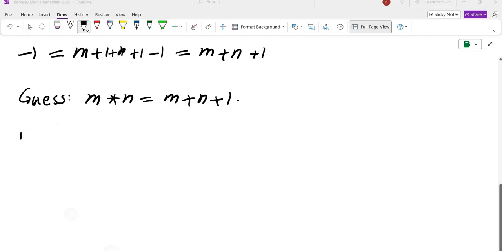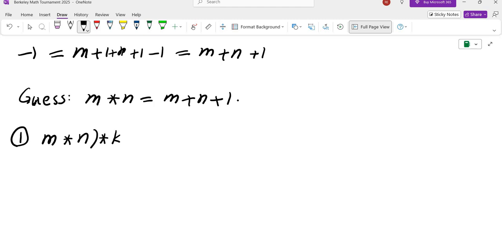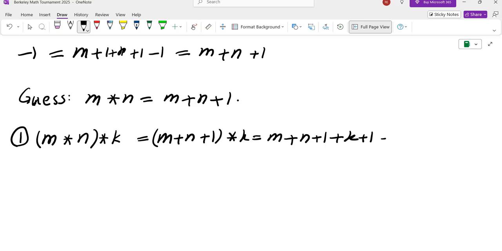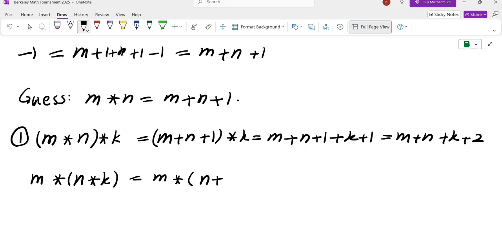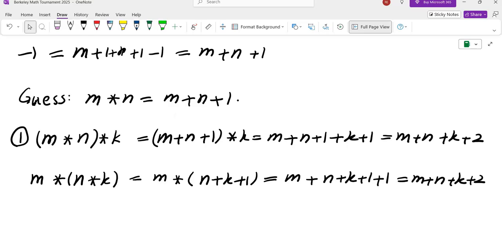Now let's see if it satisfies the two properties. So first, let's see if it is associative. So let's evaluate this. This is (m plus n plus 1) star k, which is m plus n plus 1 plus k plus 1. So that's m plus n plus k plus 2. And if you evaluate m star (n star k), you would get m star (n plus k plus 1), which is m plus n plus k plus 1 plus 1, which is exactly what we wanted. So this is in fact associative.